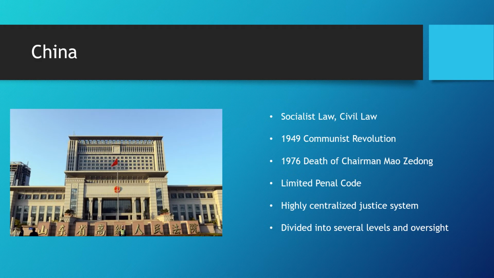China is so different in many ways from the rest of the nations that I've examined so far, it doesn't really share too many similarities with any of them. However, it is a civil law system like France and Germany, but it doesn't really go much further than that. France, Germany, and China, as far as legal systems, don't really share too much in common besides that they are civil law.